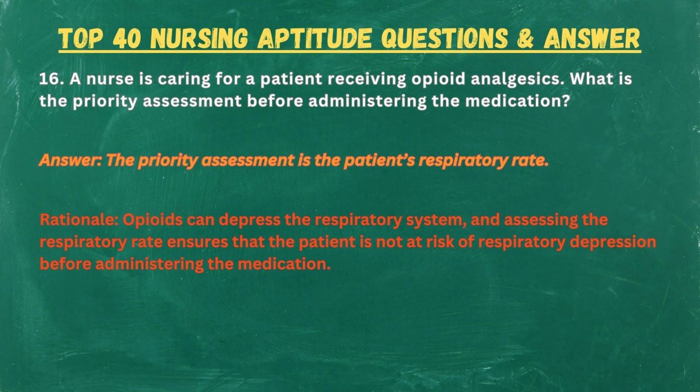16. A nurse is caring for a patient receiving opioid analgesics. What is the priority assessment before administering the medication? Answer. The priority assessment is the patient's respiratory rate. Rationale. Opioids can depress the respiratory system, and assessing the respiratory rate ensures that the patient is not at risk of respiratory depression before administering the medication.